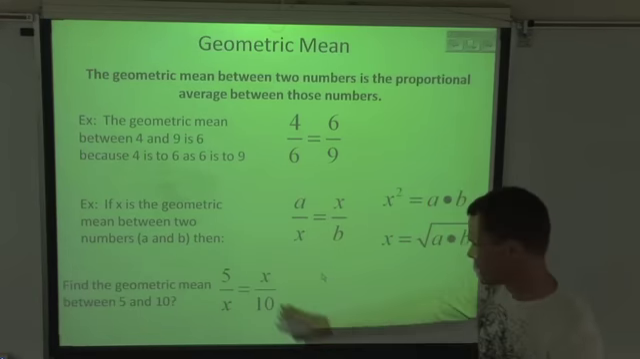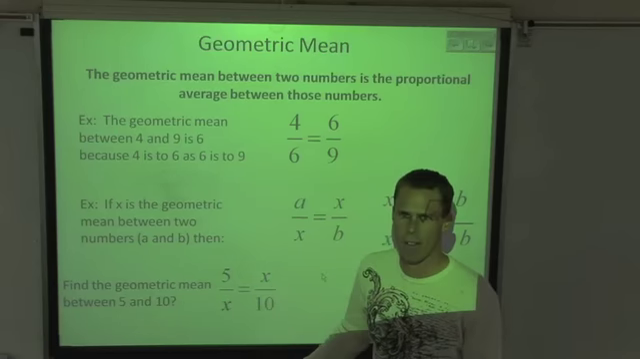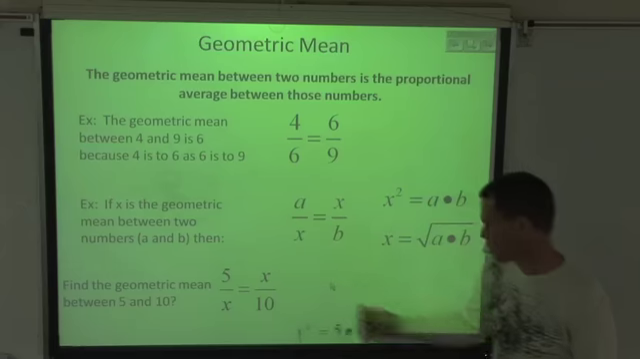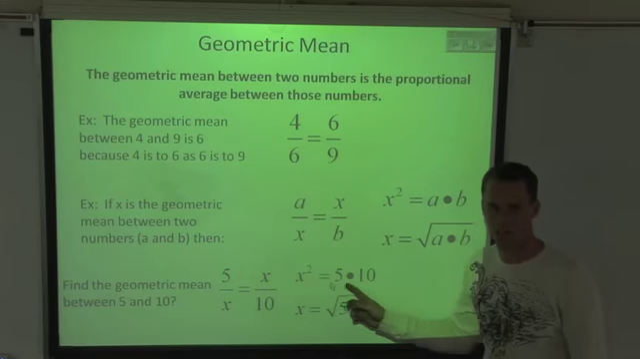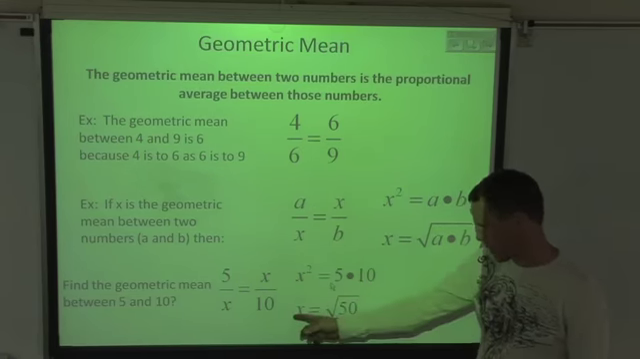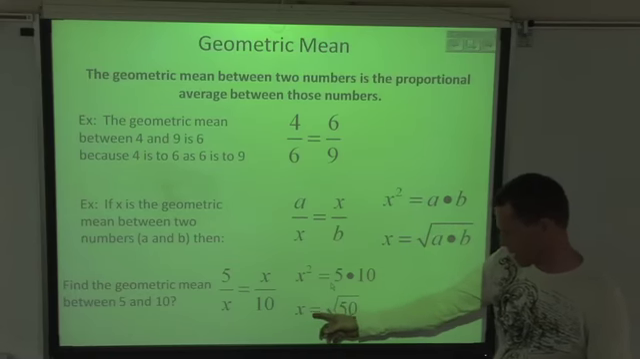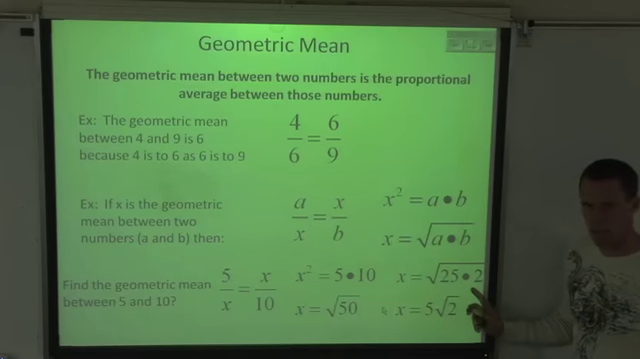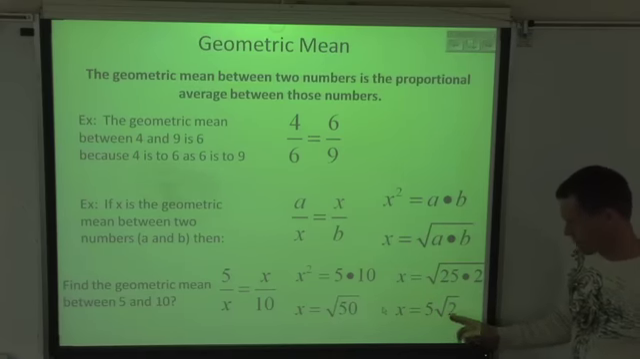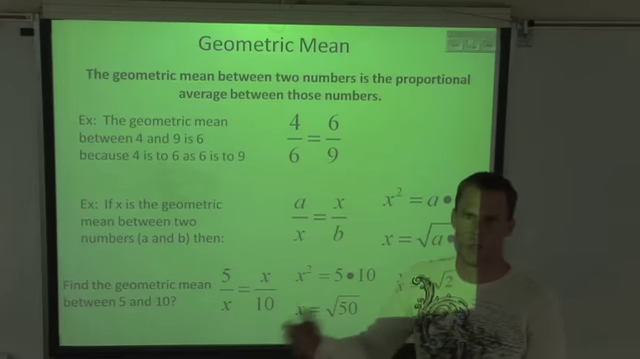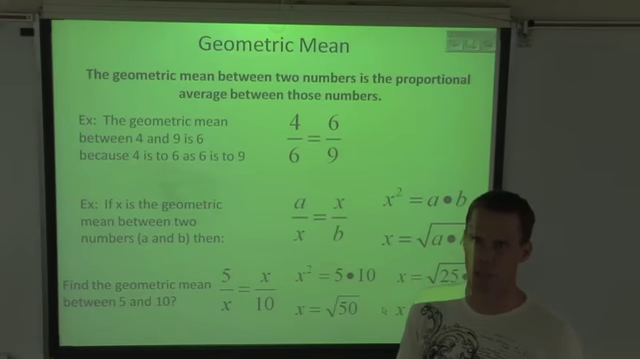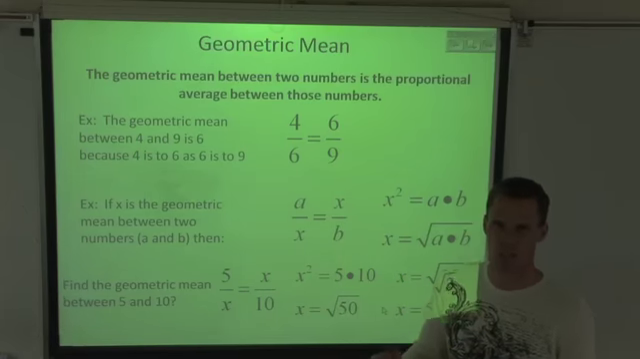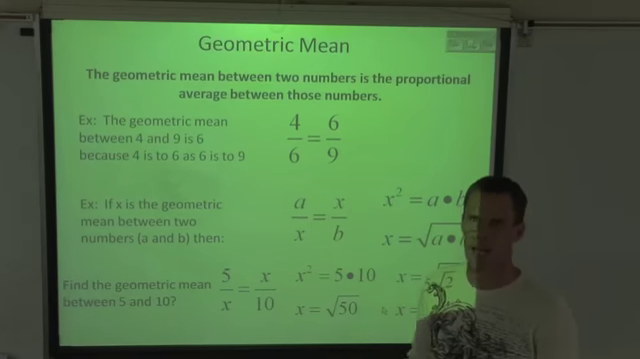Here's your example. Find the geometric mean between 5 and 10. 5 over x equals x over 10. Cross multiply, x squared equals 5 times 10. Take the square root of both sides, so x is equal to the square root of 50. Break that down, 25 times 2, 5 radical 2. This was our little mini side lesson on geometric mean. a over x equals x over b. The first couple problems on this assignment have you do this.